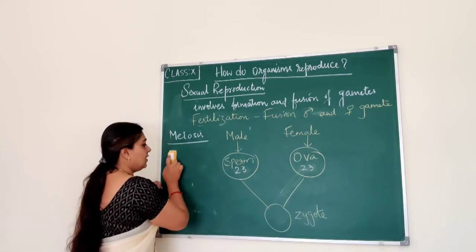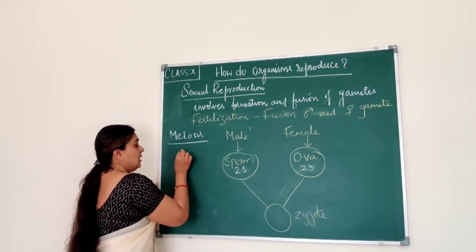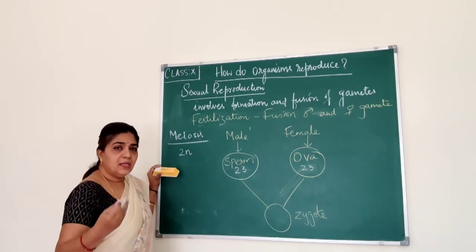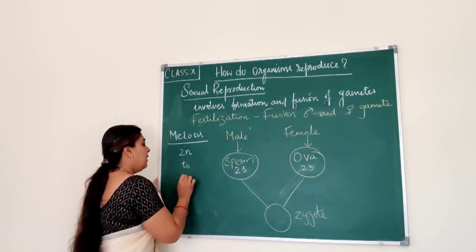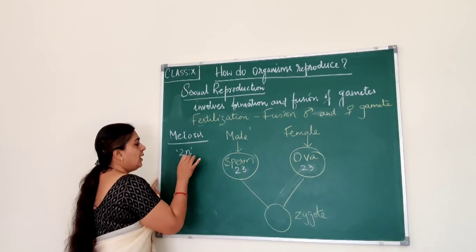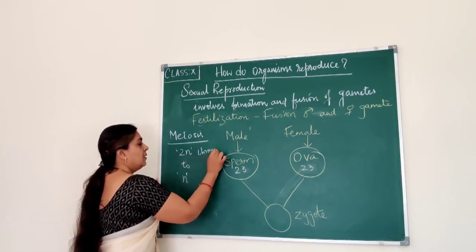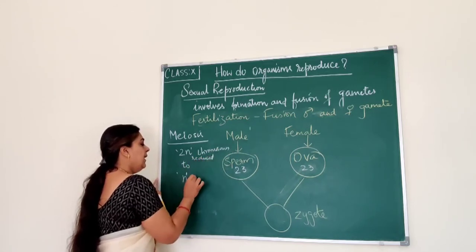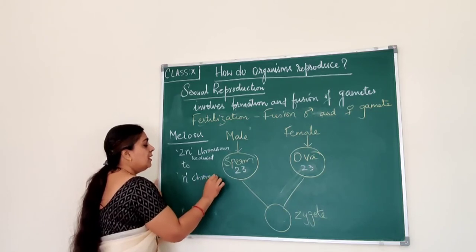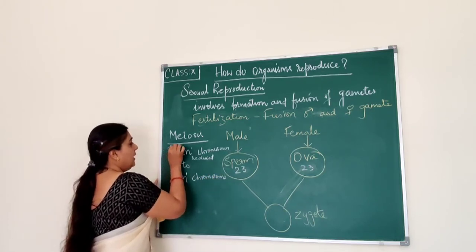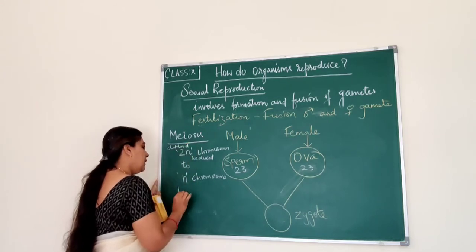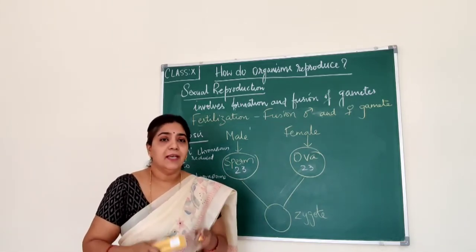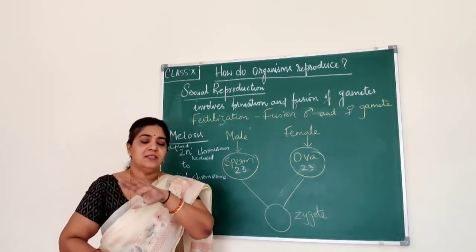So what does meiosis cell division do? It will reduce the 2n number of chromosomes. 2n means what? Double set of chromosomes, to n number of chromosomes. That is, the diploid number of chromosomes is reduced to the haploid number of chromosomes. That is the beauty of sexual reproduction, because meiosis ensures gene stability.